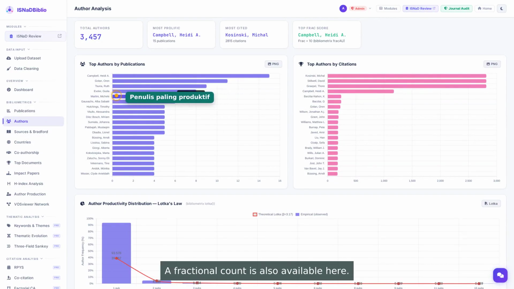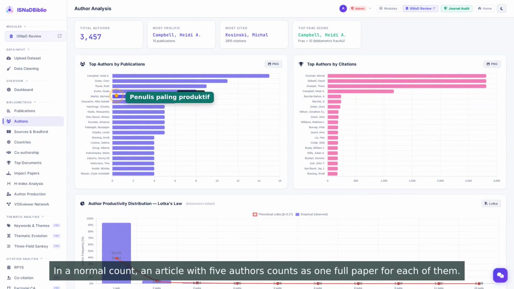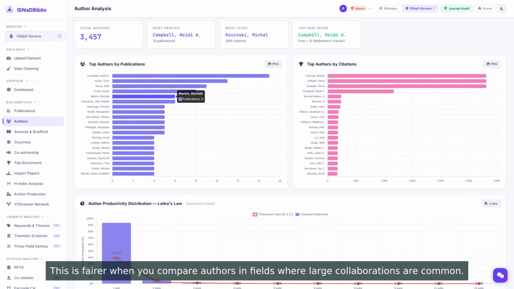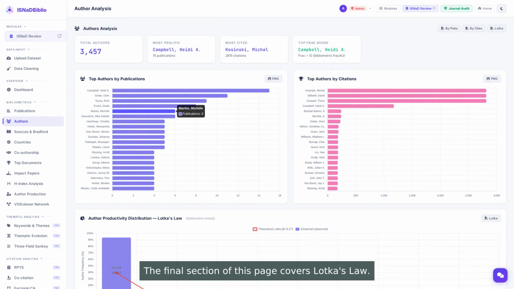A fractional count is also available here. In a normal count, an article with 5 authors counts as one full paper for each of them. In a fractional count, that article is split evenly, so each author receives 1/5 of the credit. This is fairer when you compare authors in fields where large collaborations are common.